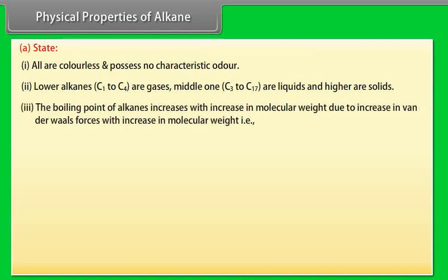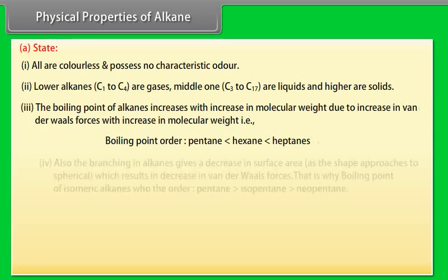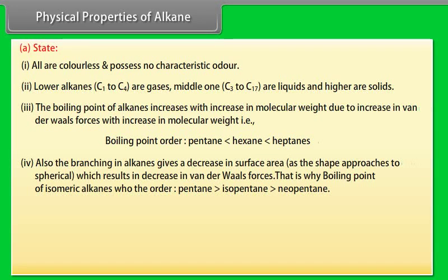Number 3. The boiling point of alkanes increases with increase in molecular weight due to increase in van der Waals forces. That is, boiling point order: pentane is less than hexane is less than heptane. Number 4. Branching in alkanes decreases the surface area as the shape approaches spherical, which results in decrease in van der Waals forces. That is why the boiling point order of isomeric alkanes is pentane is greater than isopentane is greater than neopentane.